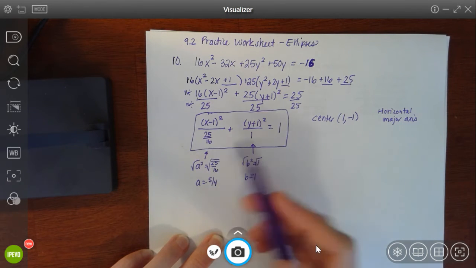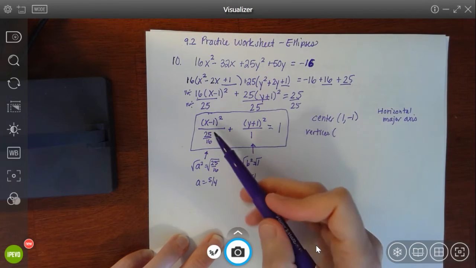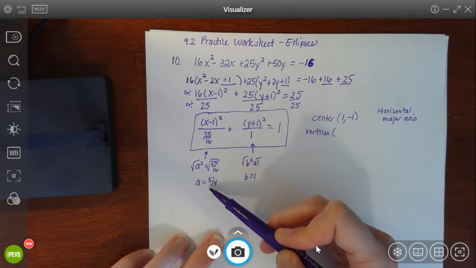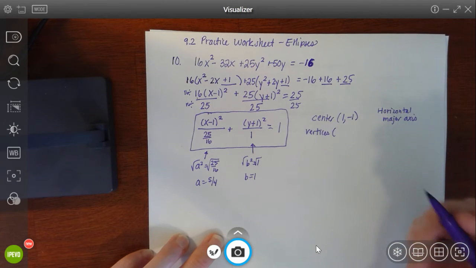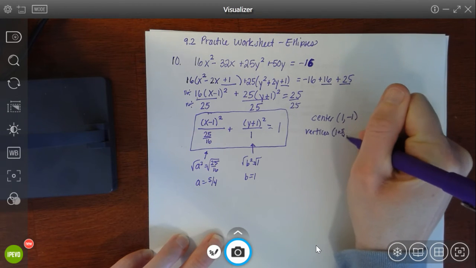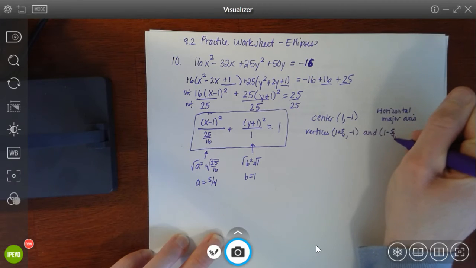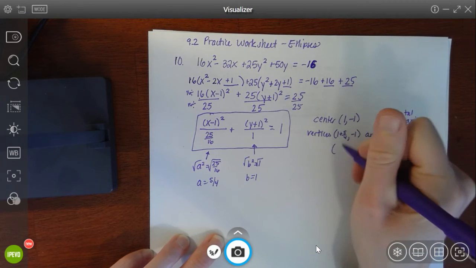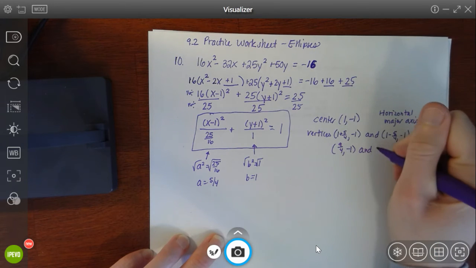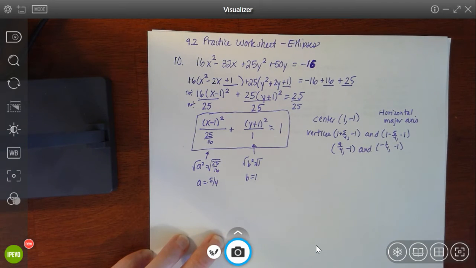So when I go to find my vertices, I'm going to take my x coordinate from my center, and I'm going to add and subtract that 5/4 to get my vertices to that x coordinate. So I'm going to get 1 plus 5/4, -1, and 1 minus 5/4, -1. And if we simplify that, that would be 9/4, -1, and -1/4, -1. So those would be my vertices.